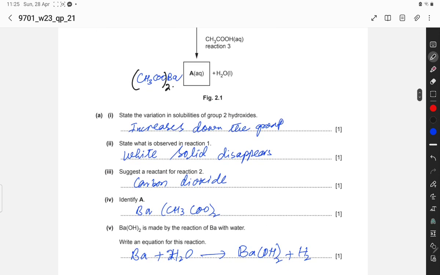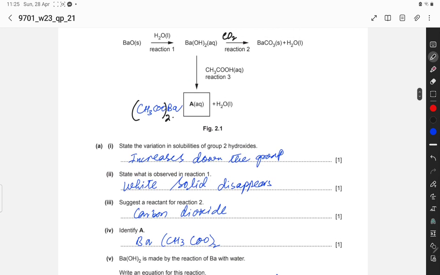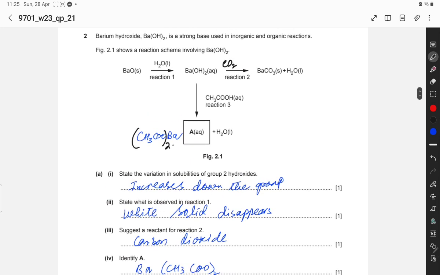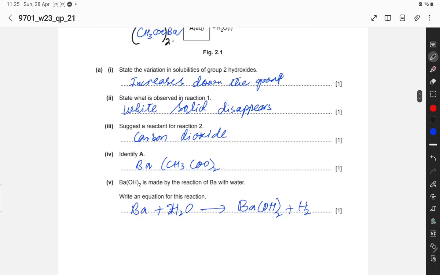Suggest the reactant for reaction 2. Carbon dioxide, as I have told you earlier, an alkaline solution is an absorber of carbon dioxide. So whenever carbon dioxide is added to any alkaline solution, barium carbonate and water are formed.